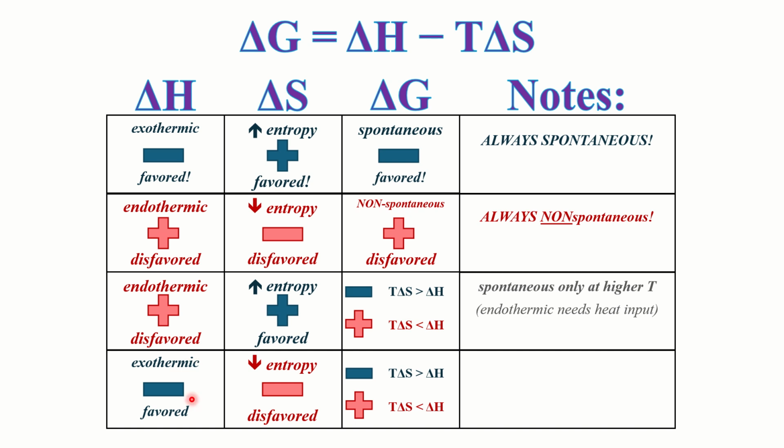And then on the flip side, if the reaction is exothermic but it has a negative entropy change, it is spontaneous only at lower temperatures.